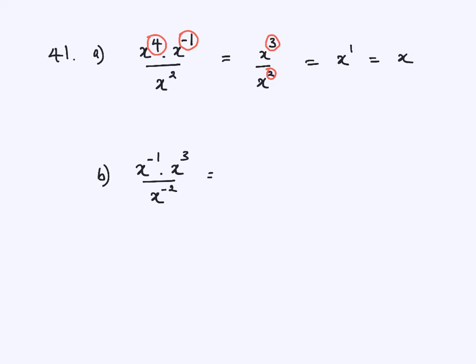In part B, I'm going to do the same, so I'll add these two numbers together. Multiplying powers, we add the indices, so x to the power of 2 over x to the power of minus 2. Because I'm dividing, I'm going to subtract, so 2 take away minus 2. 2 take away minus 2 is 4.